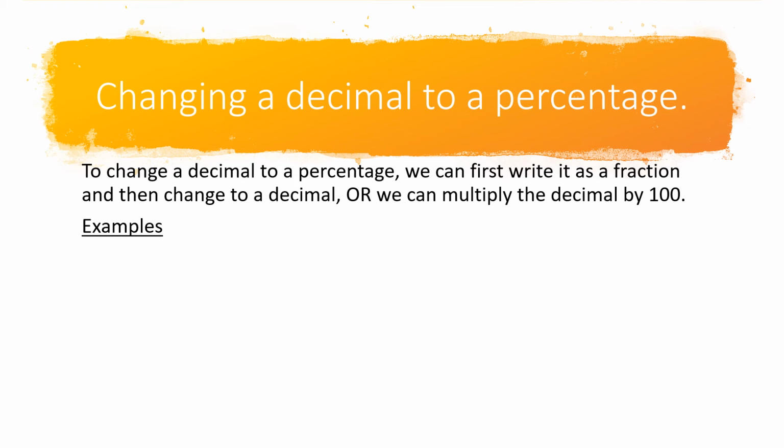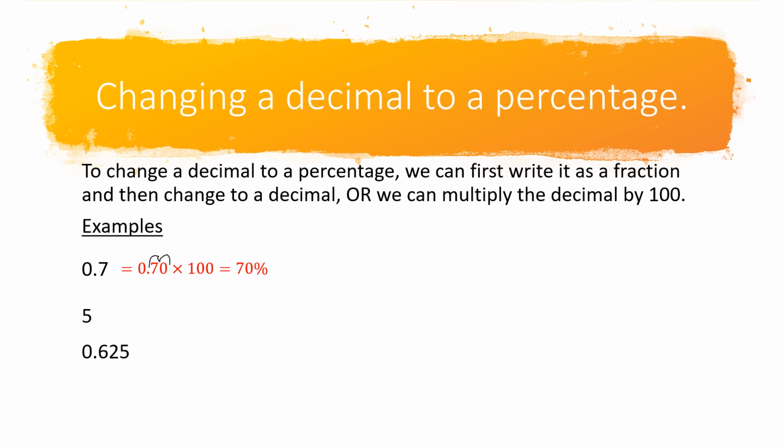Changing a decimal to a percentage. To change a decimal to a percentage, we can first write it as a fraction and then change to a percentage, or we can multiply the decimal by 100. So if we have 0.7 as a decimal, we can do 0.70 times 100. Whenever we multiply by 100, we will move the decimal 2 decimal places to the right. And if we do that, we will come up with 0.7 as a percentage is 70%.